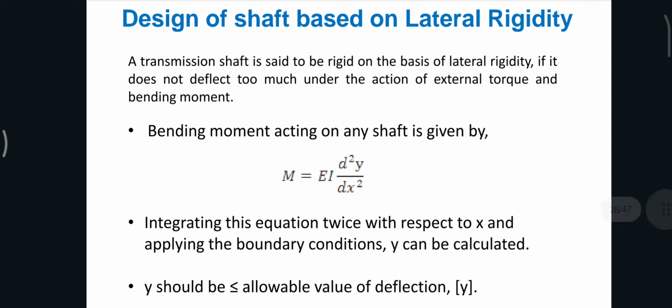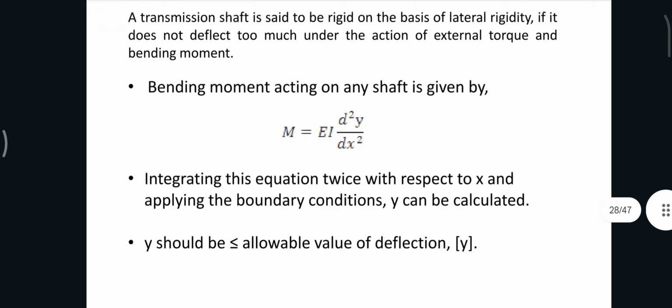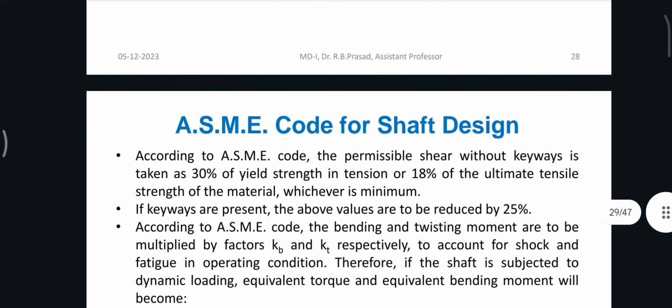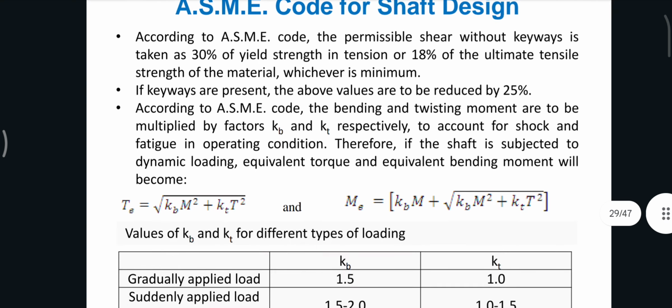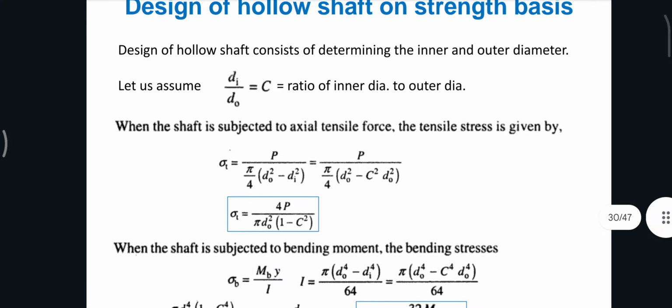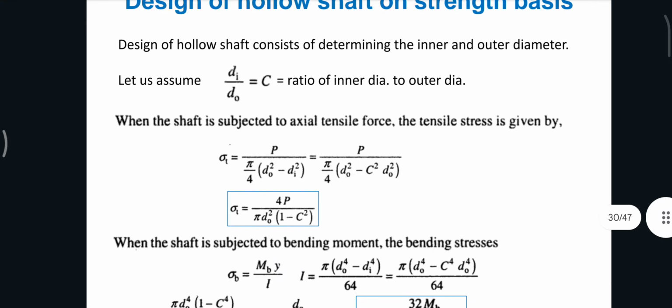Bending moment acting on any shaft is given by M equal to E I d2y by dx square. Y should always be less than or equal to the allowable value of deflection. Di by d0 equal to c, that is the ratio of inner diameter to the outer diameter.